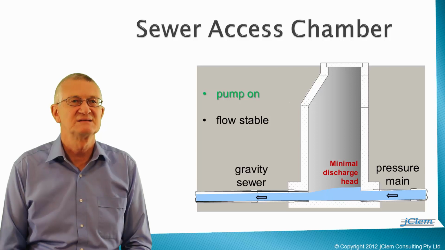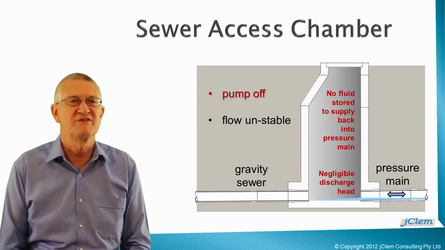In this case, while the pump is on and stable flow exists from the pressure main, there will be minimal discharge head in the access chamber. That is, the outlet gravity sewer pipe may keep the fluid level quite low in the chamber. If that is not the true situation, the project team can simply specify an appropriate discharge head.